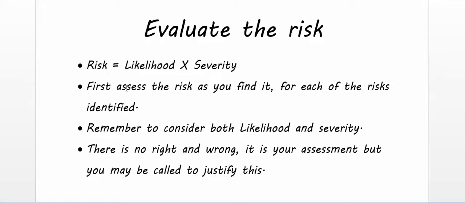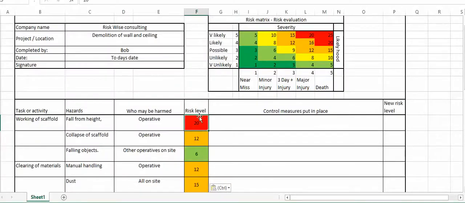So first, assess the risk as you find it, for each of the risks identified. Remember to consider both likelihood and severity, as I've said above. The risk matrix I showed you earlier will help you do that. And there are no wrong or right ways in assessing risk. It's up to you to decide this, but remember, you may need to justify this. You can see here I put the risk rating here.